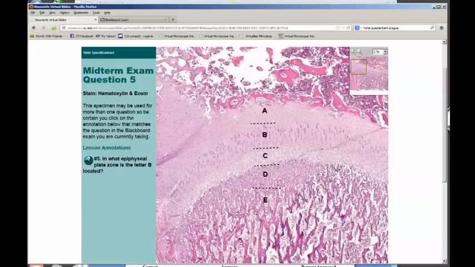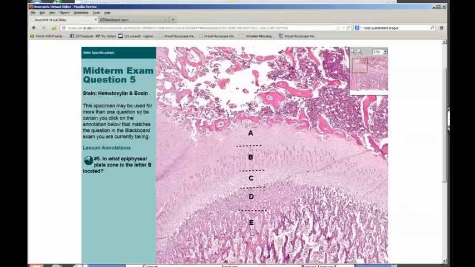So this question is asking, in what epiphyseal plate zone is the letter B located? So you're given the epiphyseal plate, and if you've got in your memory what the epiphyseal plate is composed of, that is a resting zone of cartilage, a proliferating zone of cartilage, a zone where the cartilage cells are hypertrophying, getting larger, the zone where the cartilage is being calcified, and then the zone where bone is being deposited on the calcified cartilage tent plates.